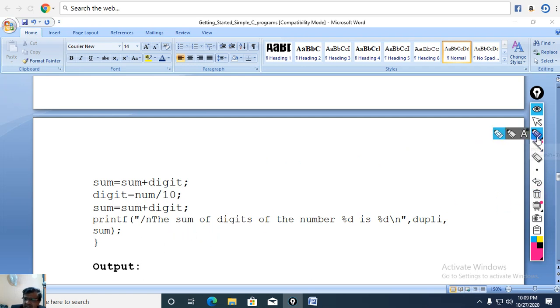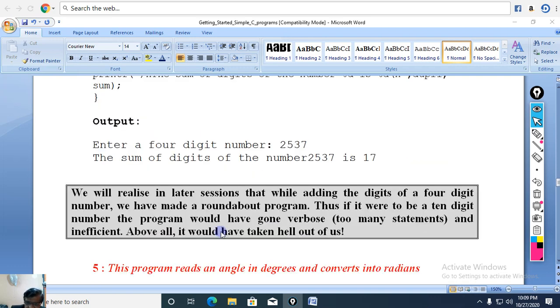This is the trick that is used while adding the digits of a 4-digit number. If it becomes a 5 or 6-digit number, it will take hell out of us, and the program would become very verbose, and we would need so many lines to remove each and every digit from that big number. Therefore, exactly here the looping constructs come into play. The importance of iterative constructs comes to play. We will discuss them at length whenever we take up that session.